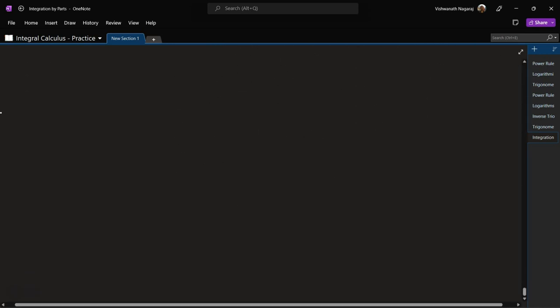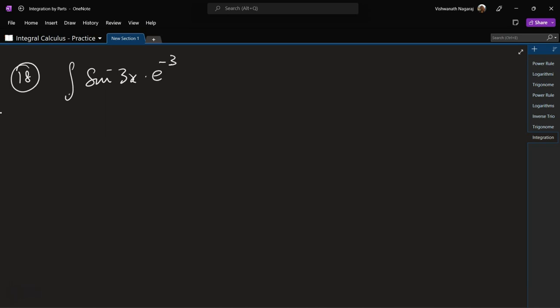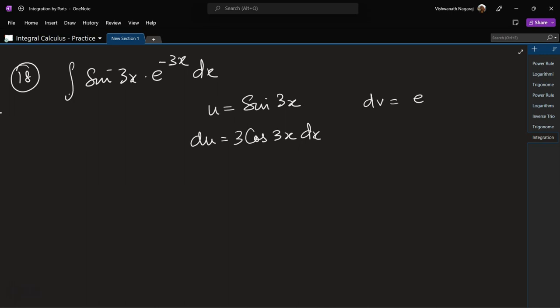And finally, let's look at the 18th one. Integral of sine 3x times e to the power of minus 3x dx. Okay, exponent is the last option. So u would be sine 3x. So du would be cos 3x times 3 dx. dv will be e to the power of minus 3x dx. If we integrate, we get e to the power of minus 3x by minus 3. So let's put this minus on top.